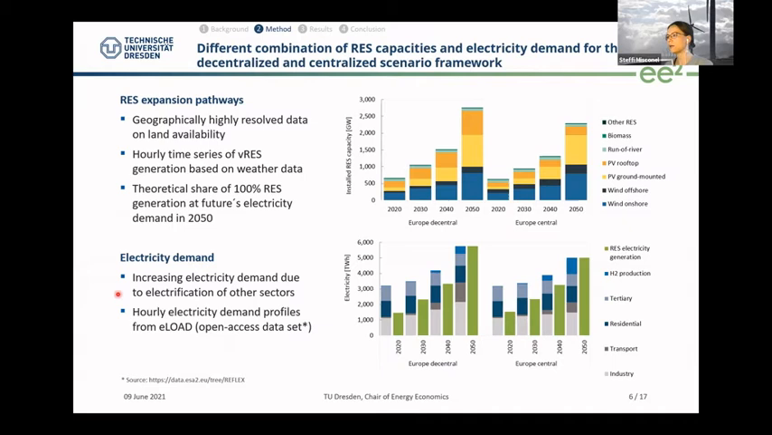And here in this figure, the total electricity demand for both scenarios is illustrated. We see that in the decentralized scenario, there's a slightly higher total electricity demand compared to the centralized scenario due to the higher electrification in the industry sector and in the transport sector.